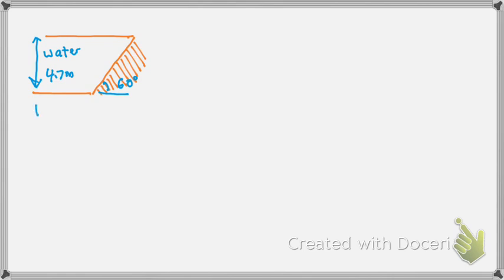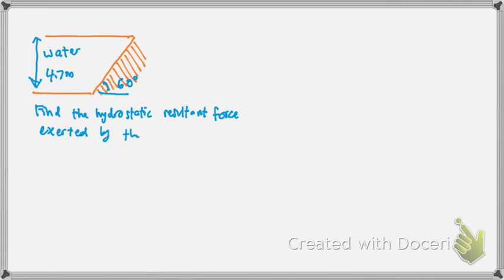The question is, find the hydrostatic resultant force exerted by the wall. And the width of this wall is 3.5 meters. Find the hydrostatic resultant force exerted by the wall.